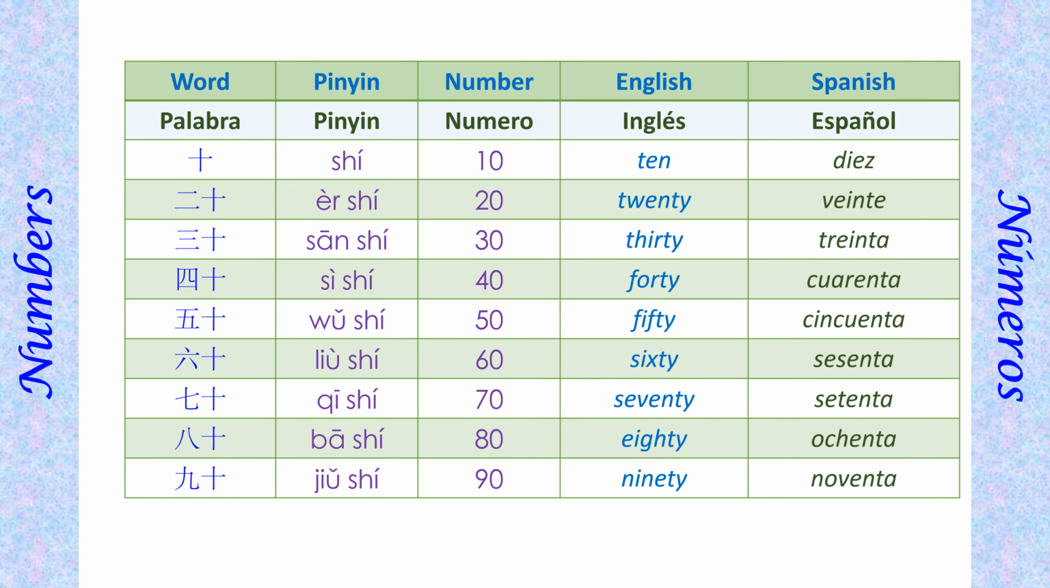In today's lesson, we are going to learn how to count tens in Chinese. It's very simple. You only need to add 十 (shí, 10) after the numbers from 2 to 9 to make them 20 to 90. Now, read after me.